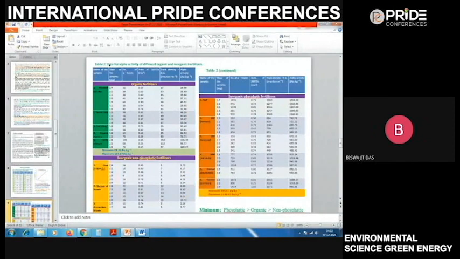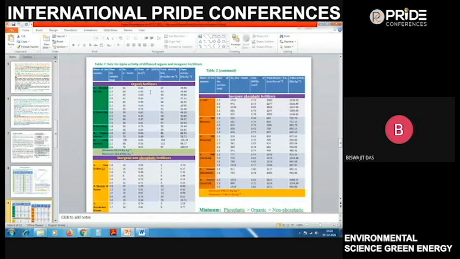Now, table 2 shows the data for alpha radioactivity of different organic and inorganic fertilizers. This table is for this part for the organic fertilizers, this part for inorganic non-phosphatic fertilizers, that is, inorganic fertilizers having no phosphorus material. This is inorganic phosphorus-based fertilizers.